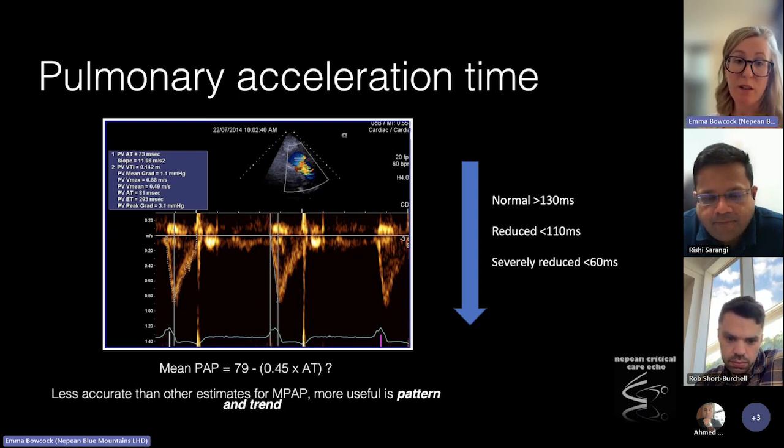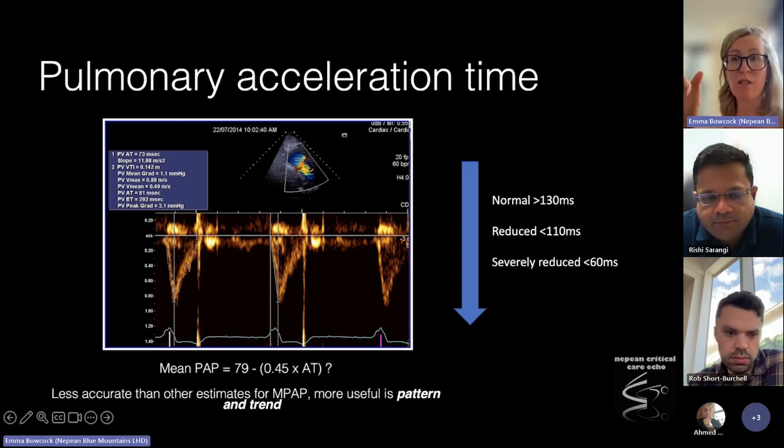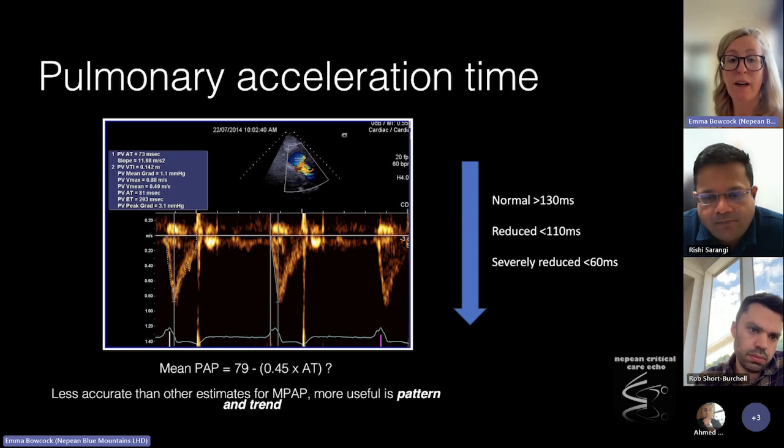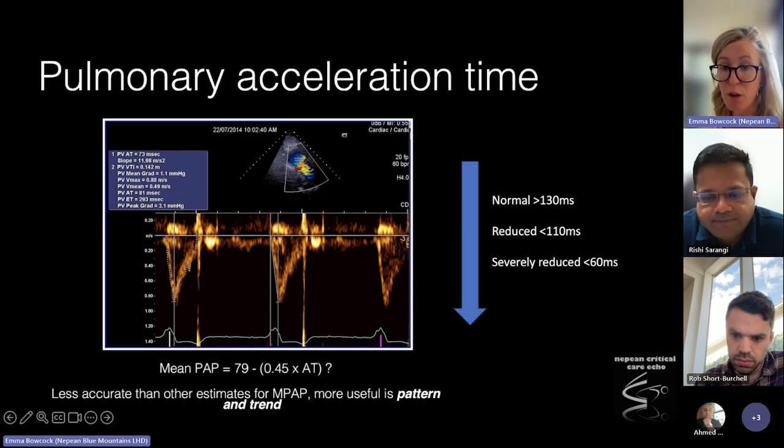So this is the pulmonary acceleration time. It's the time taken from the onset of ejection, so when your pulmonary valve opens, to reach peak velocity, right? So it's the time taken. I often see people just following this trace down, just putting a line from there to there and not realizing it's actually the time that you're measuring. That's when you're first starting off using Doppler. So it's really important to use the calipers to measure the time.